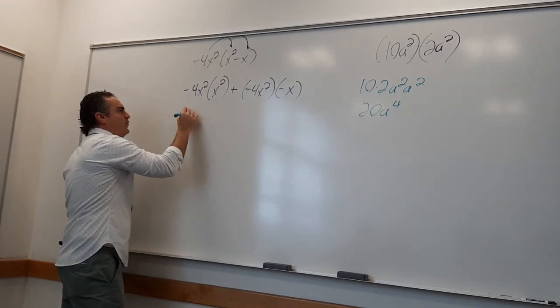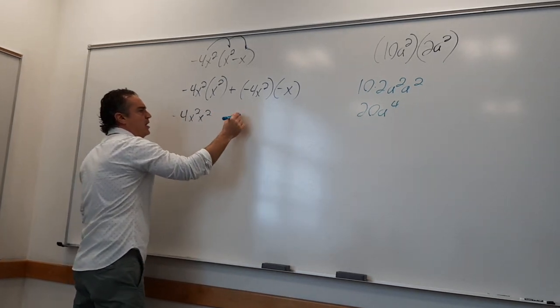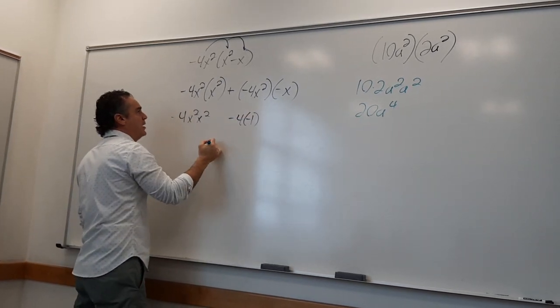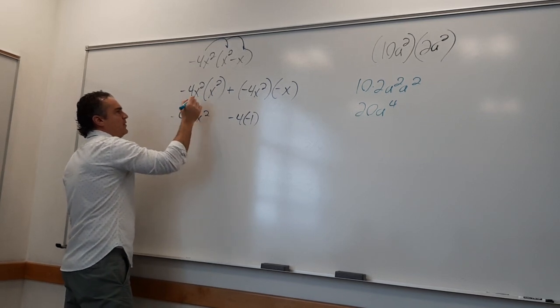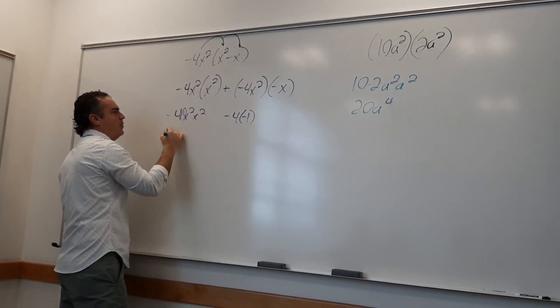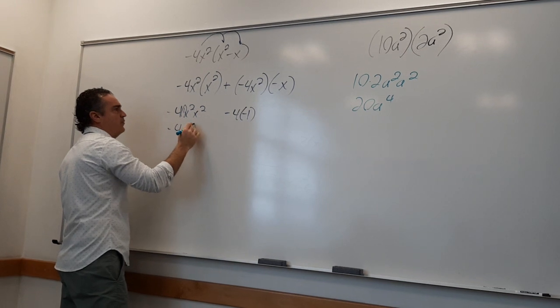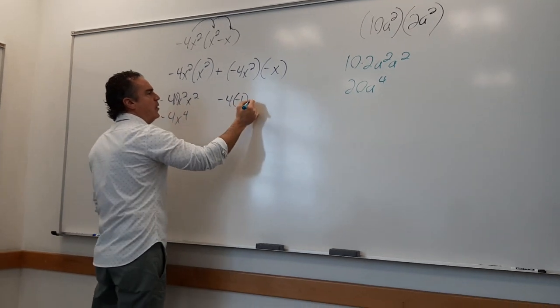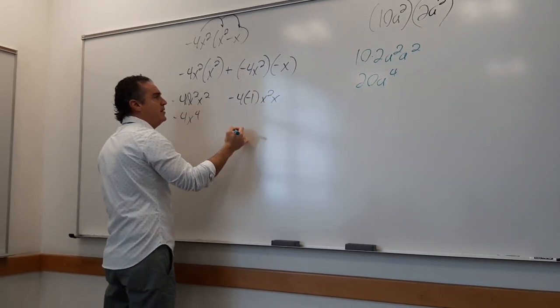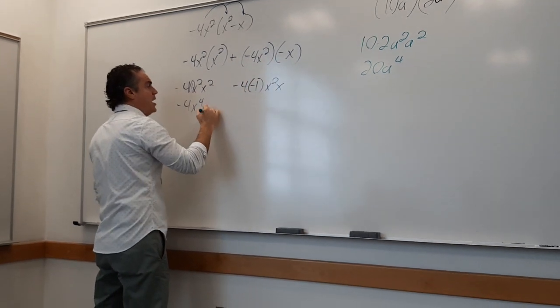So I take negative 4 and I have x squared, x squared. Here I have negative 4 and negative 1, right? Here I have negative 4 and 1, because that's a 1 right there. So negative 4 and 1 makes negative 4, x squared and x squared makes x to the 4th. Here I have negative 4 times negative 1 and x squared times x. Negative 4 and negative 1 make positive 4.